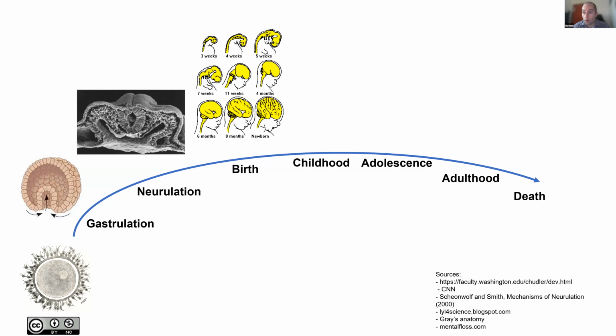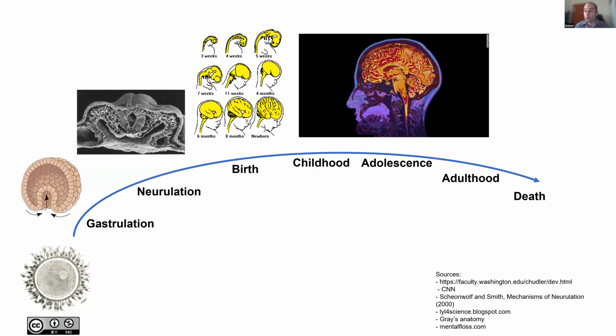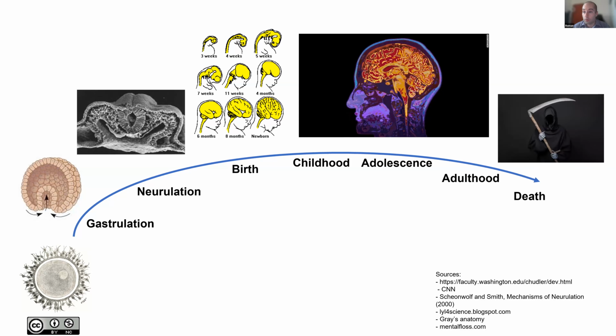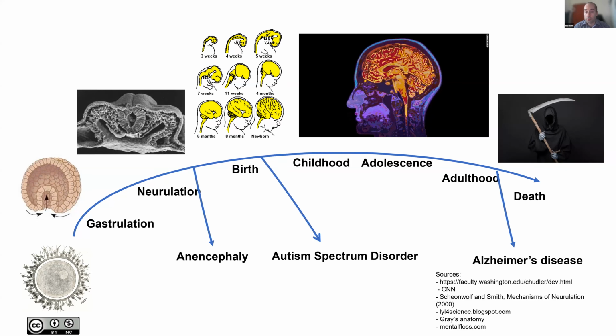Then the birth, which also has implications, of course, with regards to how the brain structure and function organizes itself, and childhood, adolescence, and adulthood, during which all our brains are changing continuously, and then finally death, which is preceded usually with degeneration. And so from a medical perspective, one can also associate the lifespan with very specific medical conditions, for instance, anencephaly before birth, or autism spectrum disorders, and Alzheimer's disease.